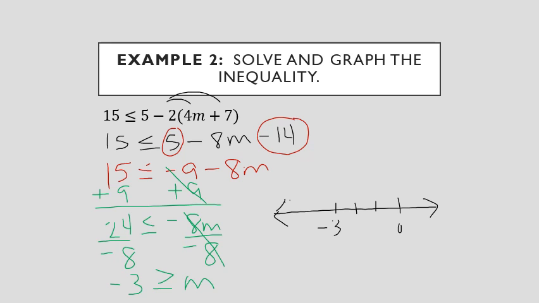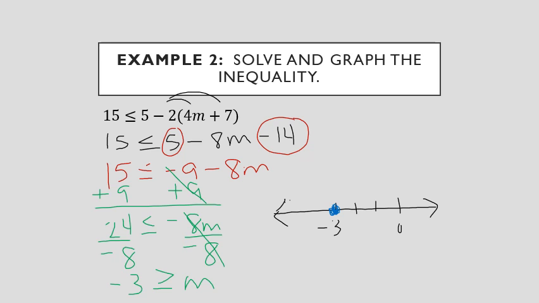Okay, so back to graphing. So because it's greater than or equal to, in this case, it includes the negative 3. So because the negative 3 is included, I have to make sure that it's a closed circle. Now pretend that is a nice circle there. Okay, so it's a closed circle.